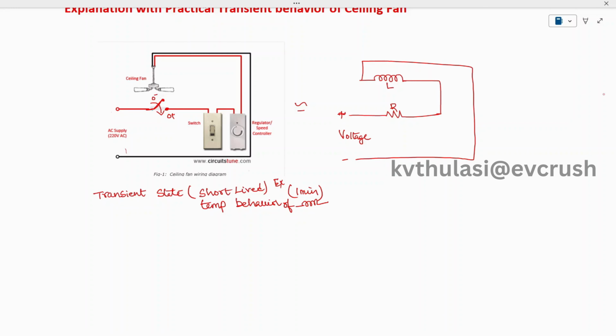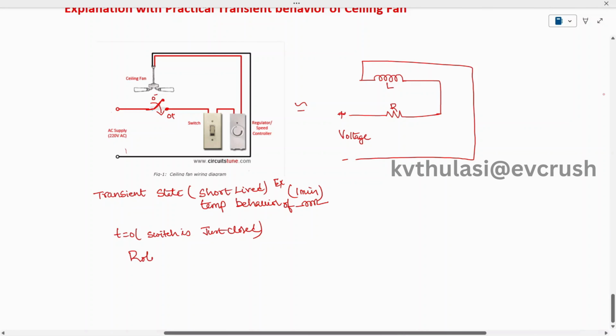Now we have closed this switch at t equal to 0. At t equal to 0, the switch is just closed. This is called transient behavior. When the switch is just closed, automatically the supply goes to the fan. Okay, and the fan will not rotate now. So the fan will not rotate.